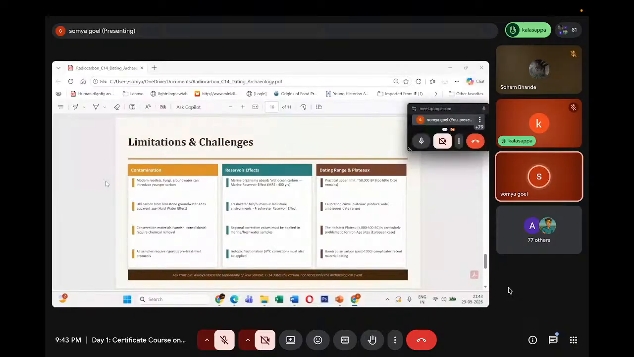And also, while you're sending a sample to a lab, it should go through proper pre-treatment, which is very important for the sample. Otherwise you'll get bizarre dates, like it could be too old or maybe too new, right? It will give you dates which don't make sense.